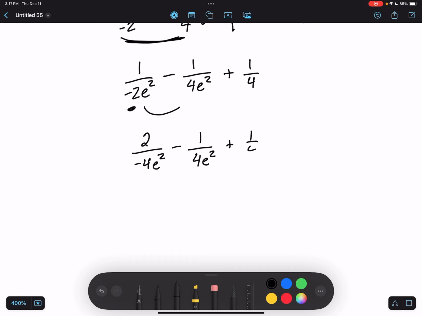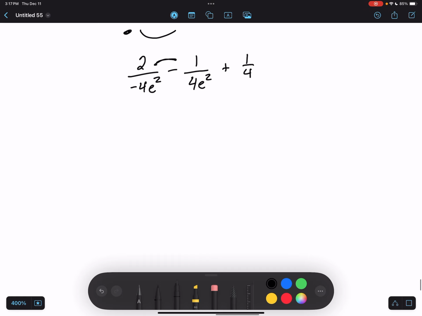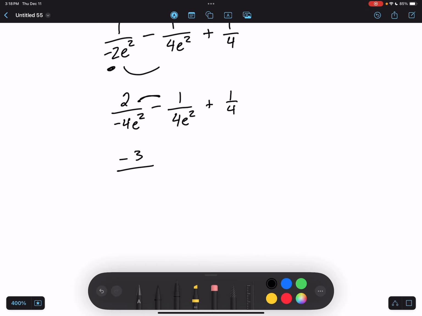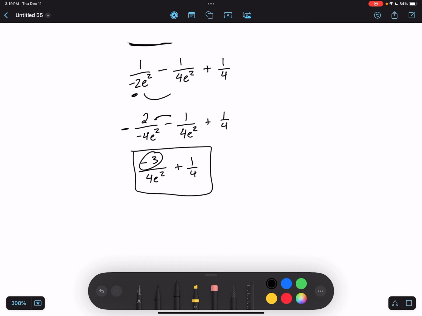And when we combine these two terms, what we end up having is negative 3 over 4e squared plus 1/4. And this negative 3 comes from having a negative out front here stemming from this. Negative 2 minus 1 is negative 3 over 4e squared plus 1/4. And this is your final solution to the integral.